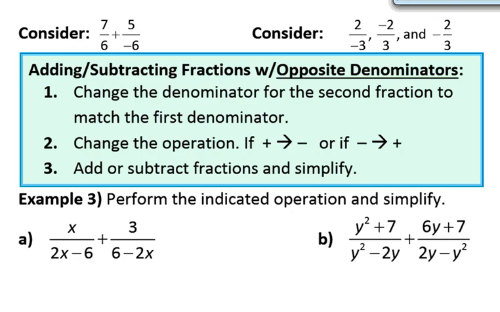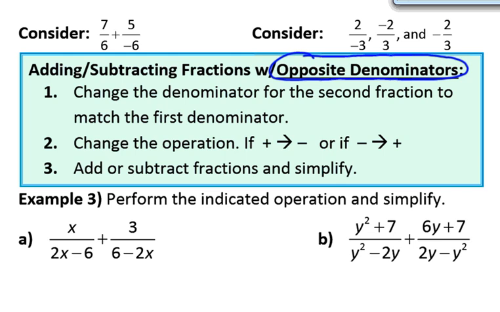Okay, so now we've added rational expressions with like denominators and subtracted. But now we're going to add and subtract with opposite denominators, okay? So that means if I have an x minus 2 and then a 2 minus x, how do you do it with that? So consider 7 over 6 plus 5 over negative 6. Those are opposite, same value but opposite signs in the denominator.